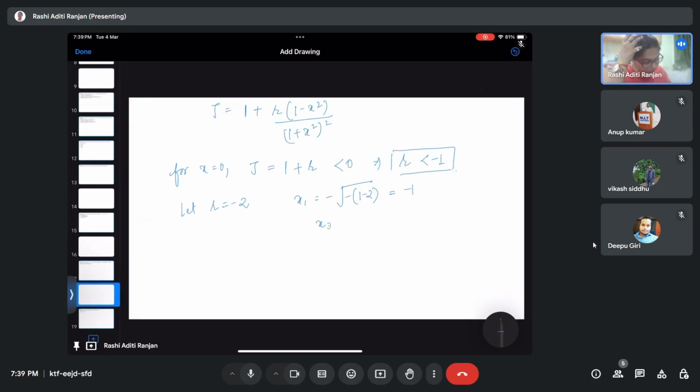So x2 will be 1. Okay, now I will try to find out the Jacobian. So J is going to be 1 plus r, which is minus 2, into 1 minus x square 1, whole divided by 1 plus x square 1 plus 1. Doesn't matter, it will go to 0. So I'll have J as 1.